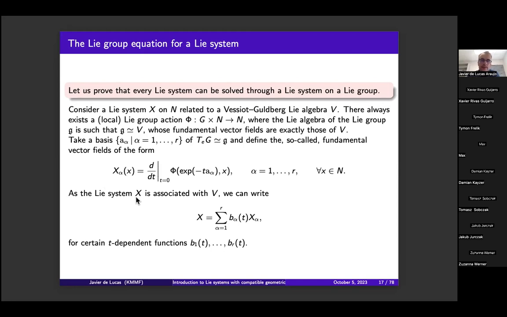When X is a Lie system with a Vessiot-Guldberg Lie algebra V, please recall that by the Lie theorem, the time-dependent vector field can be written as a linear combination, with time-dependent functions b_1(t), ..., b_r(t), of a certain family of vector fields X_alpha. The thing is that they exist.